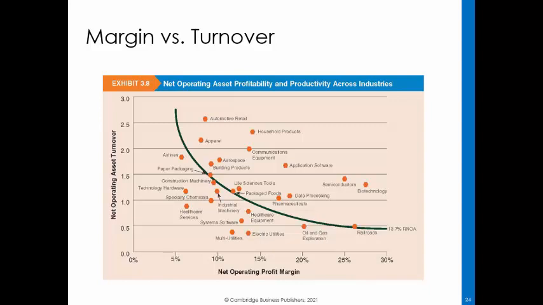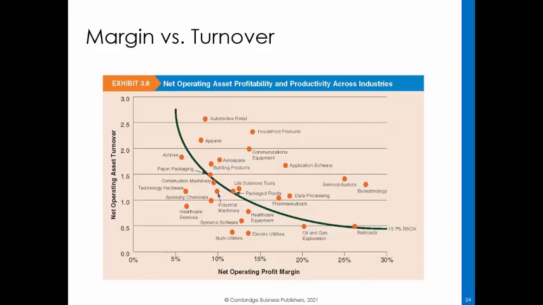Specifically, an infinite number of combinations of net operating profit margin and net operating asset turnover will yield a given return on net operating assets. This relationship is depicted in this graph, where the curved line reflects the median return on net operating assets of 13.7% in 2018 for the S&P 500 companies included in this graph.